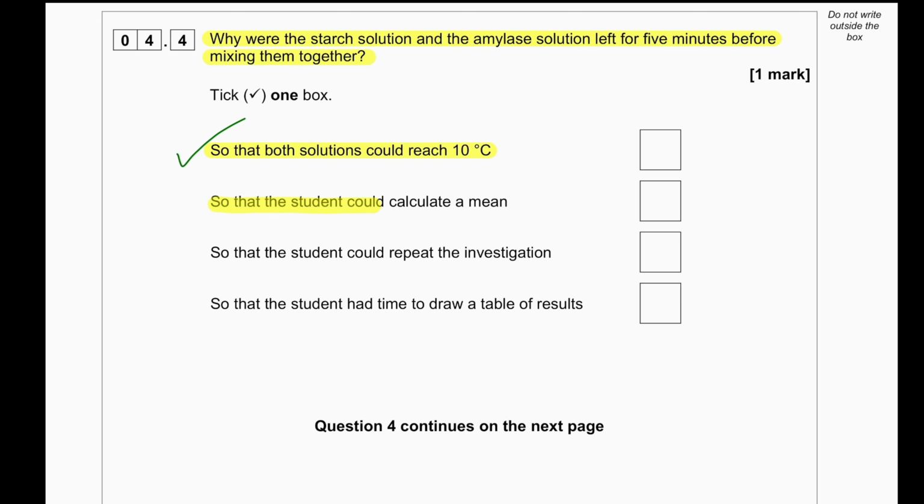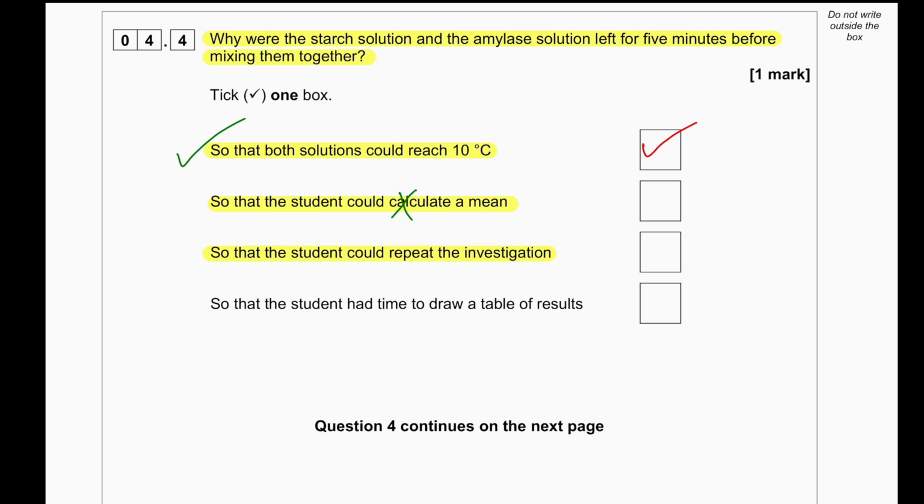So that the student could calculate a mean. No, we are not trying to calculate a mean of the temperature. So this is a wrong statement. So that the student could repeat the investigation. Well, the main purpose is for both of the solutions to reach the same temperature.